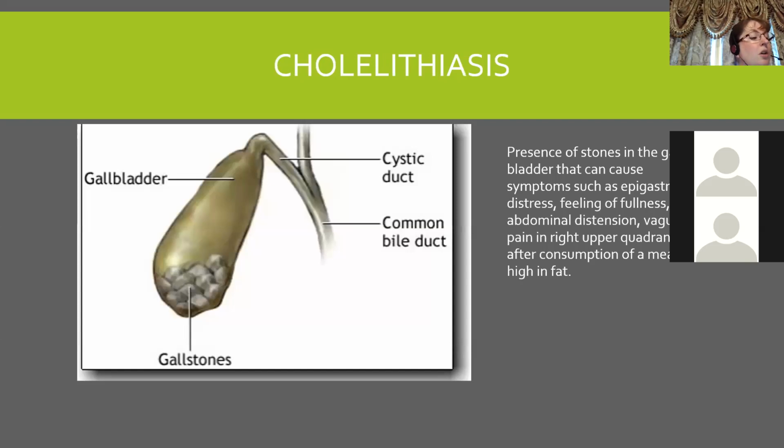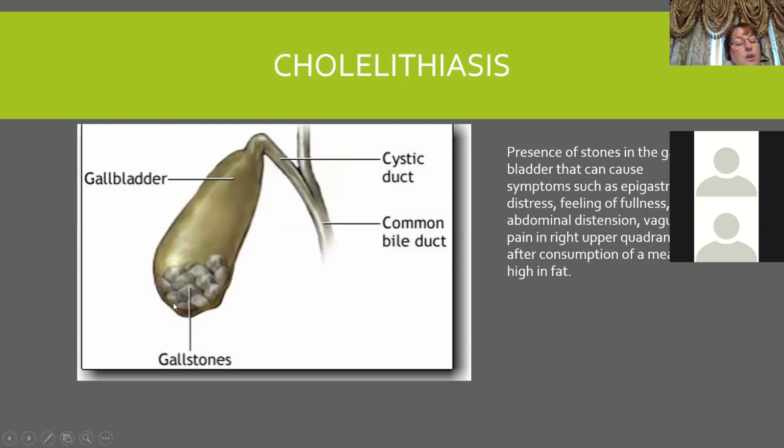Okay, so a lot of people will have gallstones, right? Cholelithiasis is another name for gallstones, so presence of stones in the gallbladder. When you have this, you are going to have symptoms like you're going to feel really full, like your abdomen's really distended. You're going to have a vague pain in your right upper quadrant after you consume a meal high in fat. That's like a real key here.